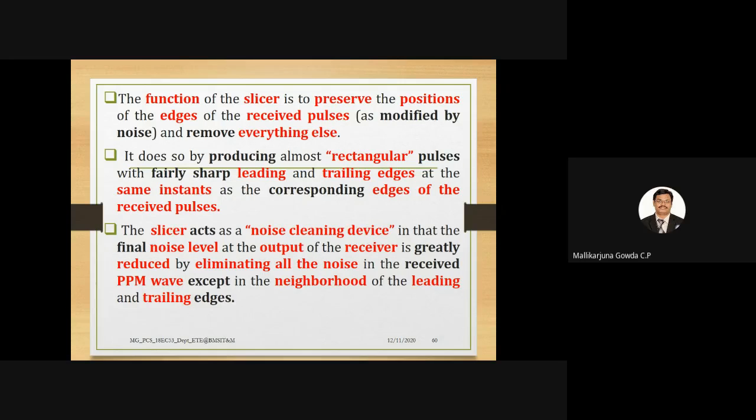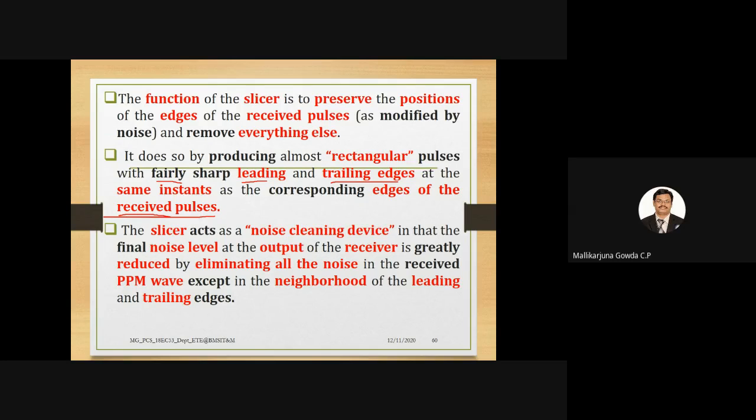Because when we transmit a signal over the air or through a wire, noise will be added in the channel, we all know that. Because of that, there are chances of the position of the pulse changing. To overcome that problem, we use the slicer. It preserves the positions of the edges of the received pulses and removes everything else. By doing so, it produces rectangular pulses with fairly sharp leading and trailing edges at the same instants as the corresponding edges of the received pulses.